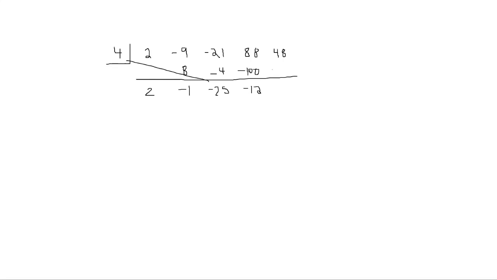And then 4 times negative 12 is negative 48. So you'll have a remainder of 0, which is always great. So let's say you have that. I'm concerned about this. Would you know how to write the proper answer based on this solution here? So let's think about that for just a moment.